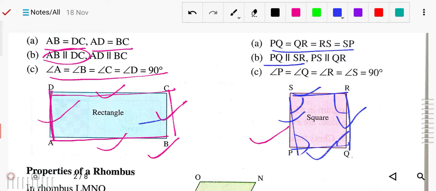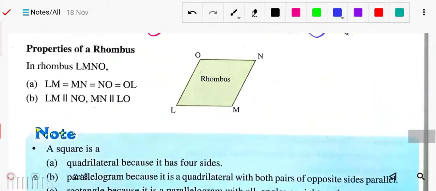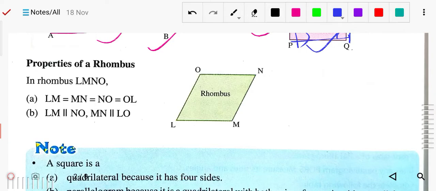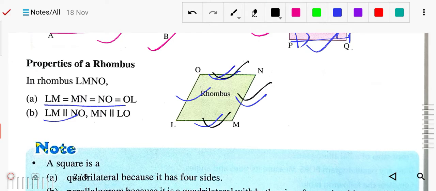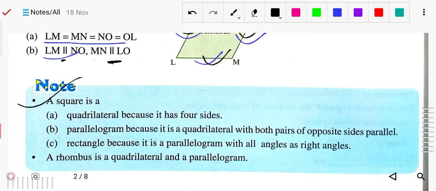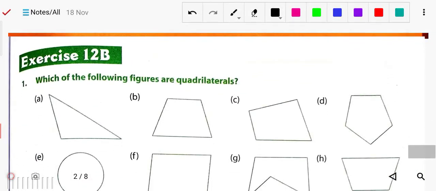Now you can see the next property, of the rhombus. All these sides are equal, and this side and this side are parallel, and this side and this side are parallel. This is the sign of parallel. So this is the property of the rhombus. Now you can read this note: a rhombus is a quadrilateral and a parallelogram also. Now we will solve exercise 12b.